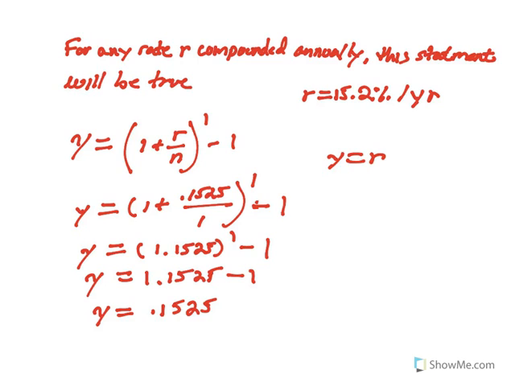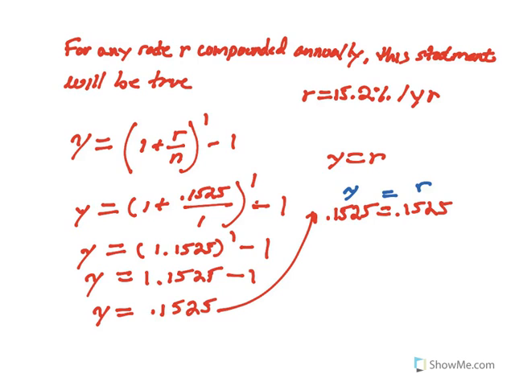Does that make sense? So therefore, your effective annual yield, here it is right here, is going to be 0.1525, and that should equal the rate that's given, which is 0.1525. So this is the yield, and that's going to be the R. So that's why those two are equal.